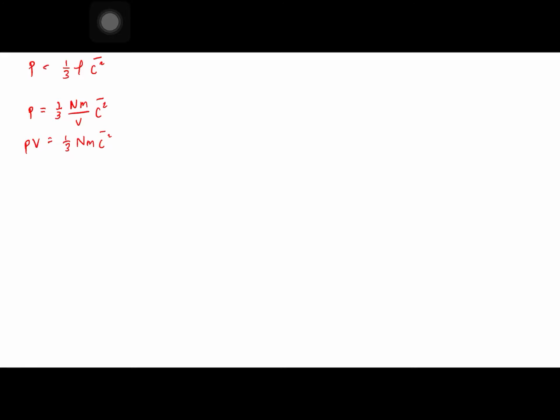Then I multiply 3 over 2 on both sides. So 3 over 2 PV equals 3 over 2 times 1/3 nm c square. The 3s will cancel with each other, so I get 3 over 2 PV equals half nm c square. And remember just now we said that the number of particles times the mass of one particle is equal to the total mass, right? So that gives us half mc square.